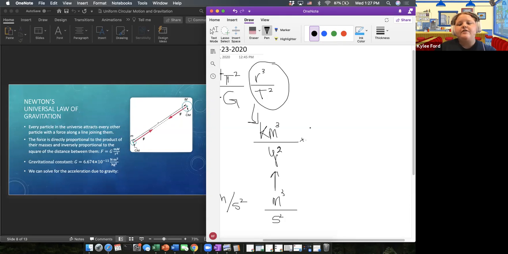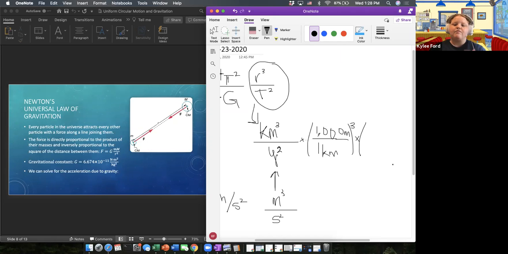So first thing I can do is get my kilometers into meters. So I'm going to say, okay, in 1 kilometer, there's 1,000 meters. So I'll put that, 1,000 meters. And since it's cubed, I'm just going to go ahead and cube that. So you're going to have the same unit conversion in the middle here, and then you're just going to cube the whole thing.